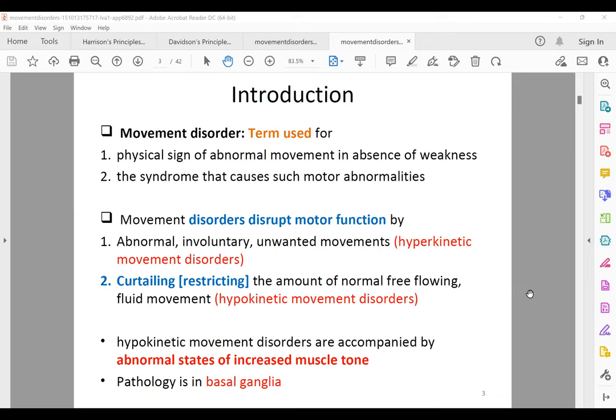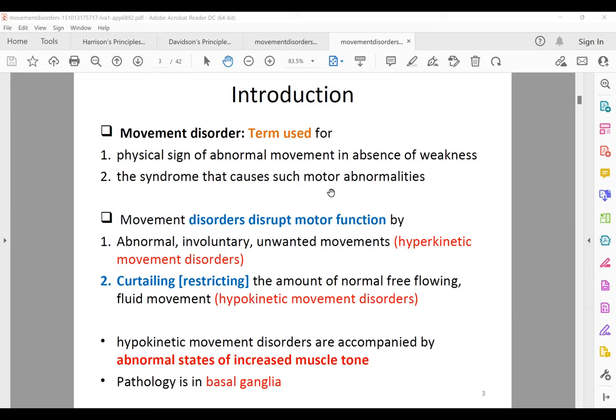See, normally when I flex my elbow, the biceps contracts and smoothly the triceps relaxes, like a free flow. It is not that the triceps is relaxing bit by bit and the biceps is contracting bit by bit. It is such a smooth movement, and that smooth movement is exactly what is facilitated by the basal ganglia. Hypokinetic movement disorders are accompanied by increased muscle tone from loss of control of the opposing group of muscles, and the pathology is mostly in the basal ganglia.